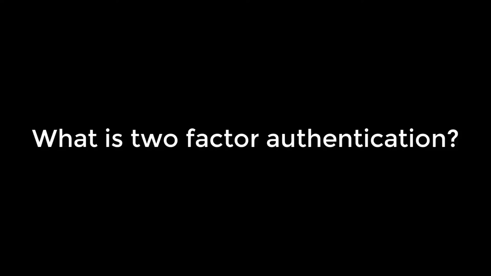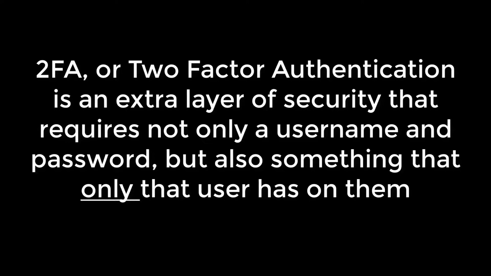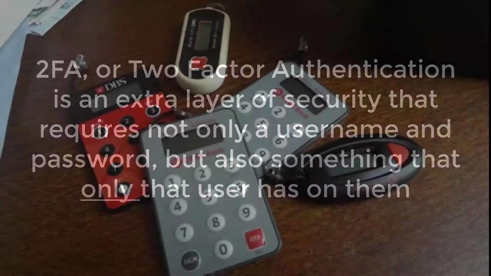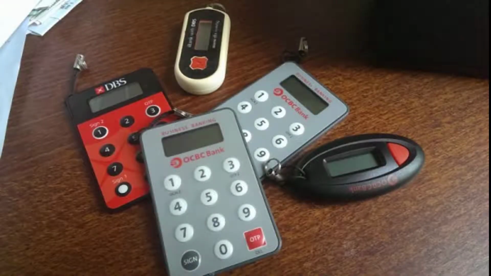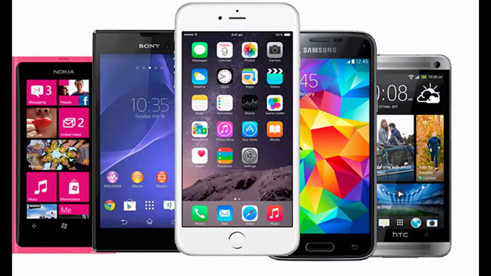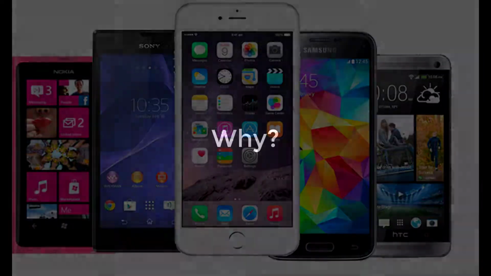So what is two-factor authentication anyway? Well, two-factor authentication is an extra layer of security that requires not only a username and password, but also something that only that user has on them. That something could be a dongle of some kind, like these given out by banks, or it could be the humble mobile phone, which more or less everyone has on them all the time.